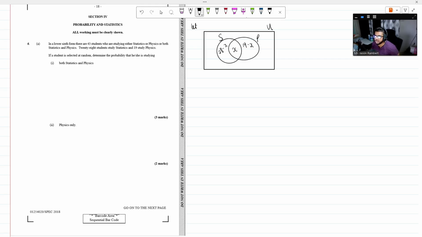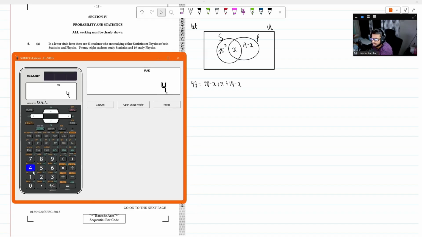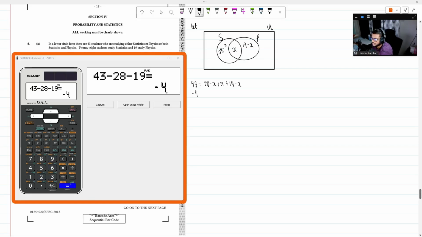So we know that our 43 students comprises the universal set. So if I add up each individual part, I'm going to have 43 is equal to 28 minus X plus 19 minus X. 43 minus 28 minus 19 minus 4 is equal to minus X. Minus X plus X is 0. And I get X is equal to 4.